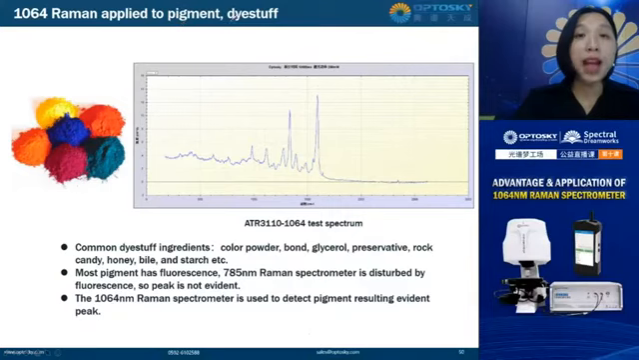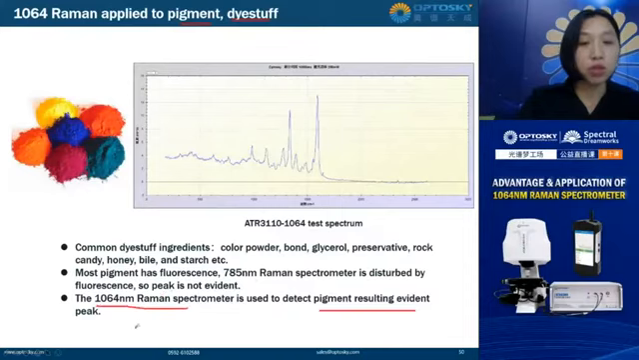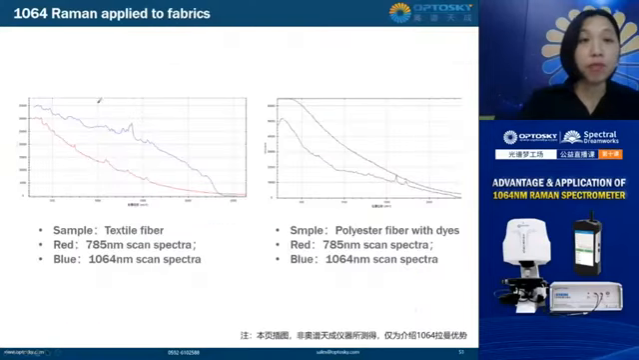And also for some dyes and pigments, 1064 is very good for color samples. Like there's a common dyestuff with high ingredients, so it cannot be identified by 785. However, you can use the 1064 to detect them, to get vivid peaks. And also we have to mention textile fabrics. If you use 785, the peaks are lost, hidden, and polyester fibers' peaks are hidden.